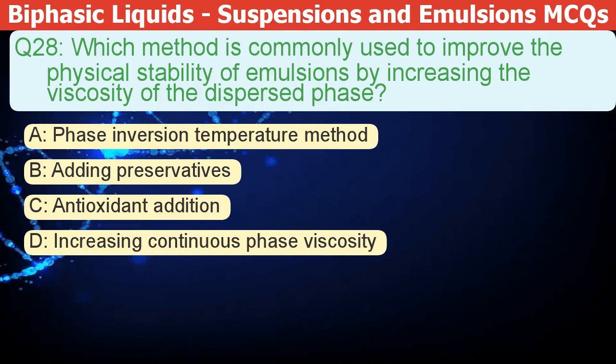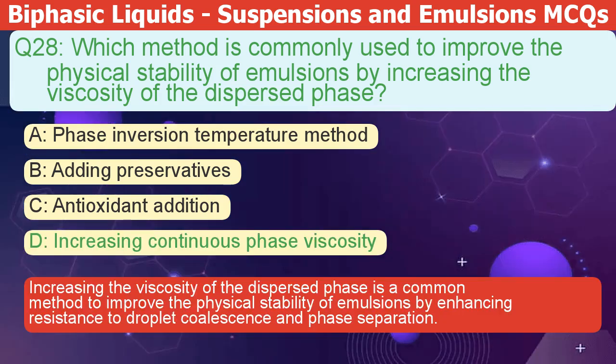Which method is commonly used to improve the physical stability of emulsions by increasing the viscosity of the dispersed phase? A. Phase inversion temperature method. B. Adding preservatives. C. Antioxidant addition. D. Increasing continuous phase viscosity. The correct answer is D. Increasing the viscosity of the dispersed phase is a common method to improve the physical stability of emulsions by enhancing resistance to droplet coalescence and phase separation.